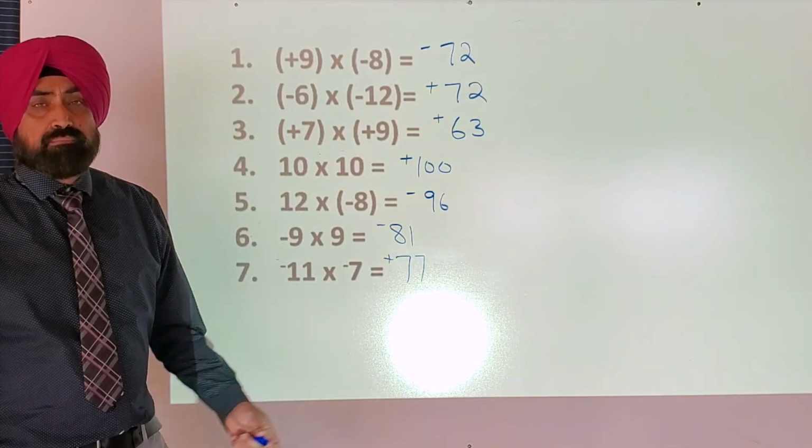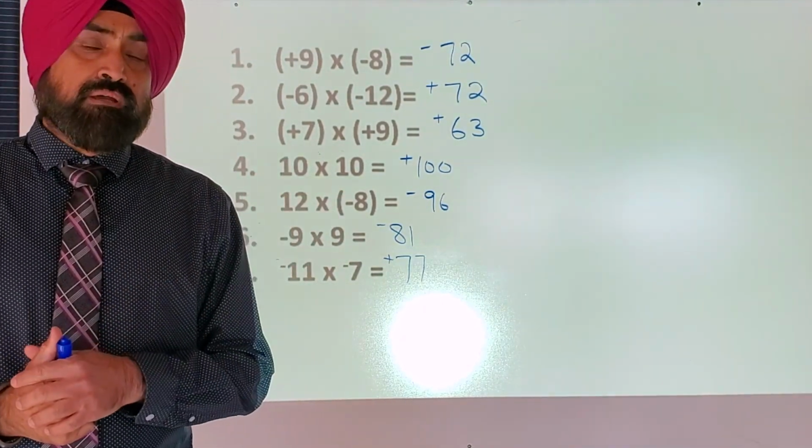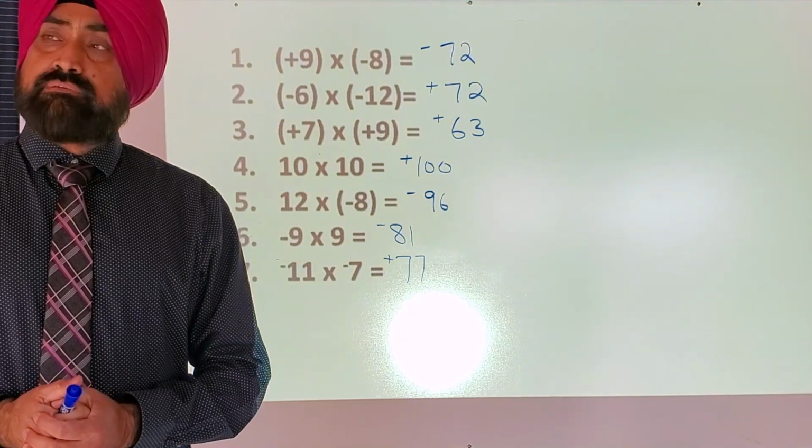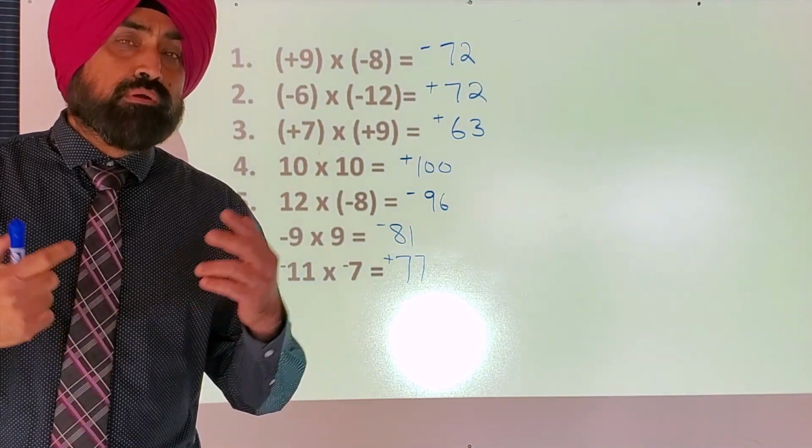So this is how we multiply integers. It's very easy. Just three simple rules. Both negative or both positive, the sign is positive. Only a negative sign comes when there are two different signs.